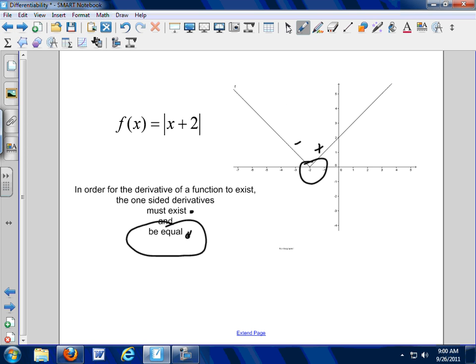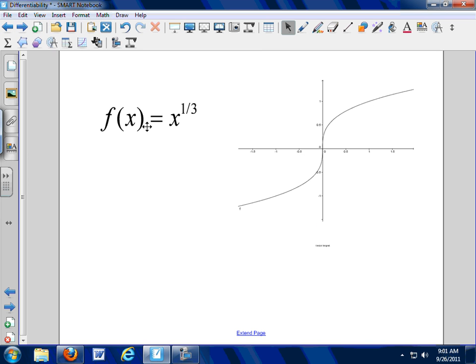So what we look for when we're talking about differentiability, one thing that's going to give us the heads up is no sharp turns. If we have a function that's got sharp turns in it, we're not going to be able to take the derivative at that particular point. So we're going to look at places where we know the derivative won't exist.